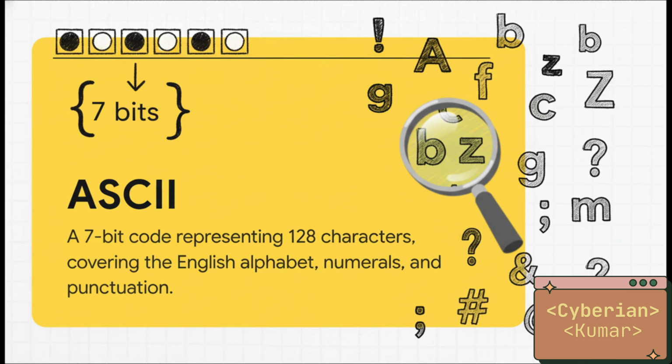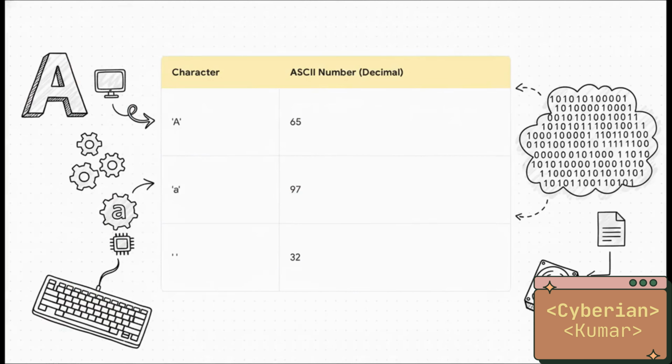Using 7 bits, it had enough space for 128 different numbers. And that was enough to cover all the uppercase and lowercase English letters, the digits 0 through 9, and a bunch of common punctuation. And here's what that dictionary looks like in action. When you type a capital A, the computer doesn't see A. It sees the number 65, which it then stores away in binary. A lowercase a is 97. Even a blank space gets its own number, 32. Thanks to this system, we could finally start writing and saving text on computers.